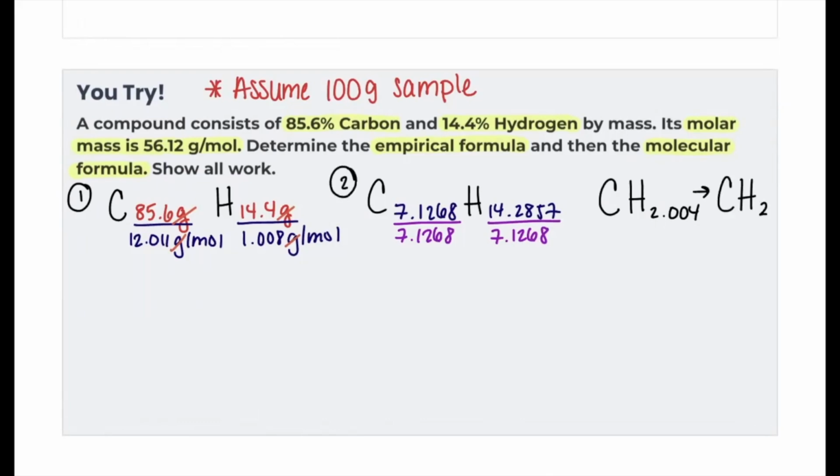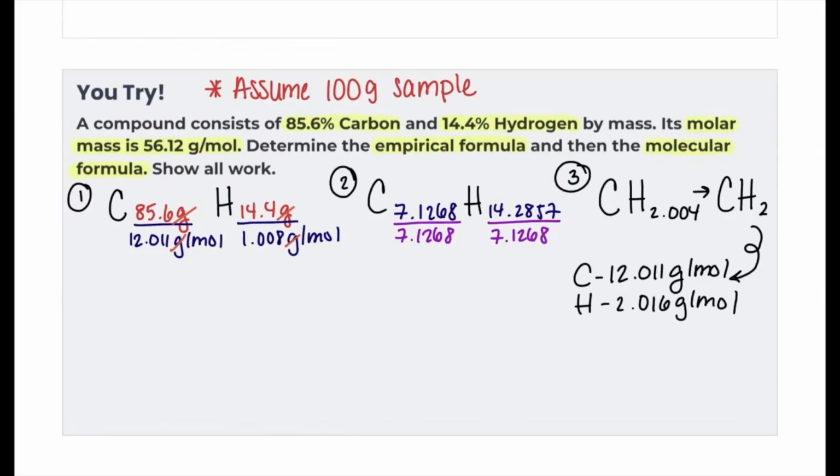Now that we have the empirical formula, we can go ahead and find the molar mass of the empirical formula. So for carbon, we have 12.011 grams per mole. And hydrogen, there are 2 hydrogen atoms present here. So we've got to multiply this 2 by the molar mass of hydrogen on the periodic table, which is 1.008 grams per mole. And that gives us 2.016. Taking this number and adding it to the molar mass of carbon, we end up getting 14.027 grams per mole as the molar mass of the empirical formula, so of CH2.